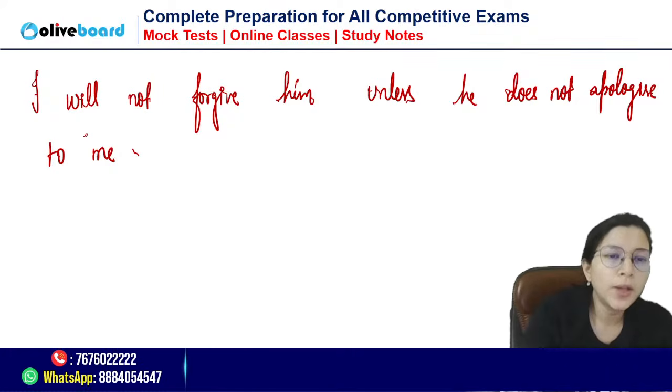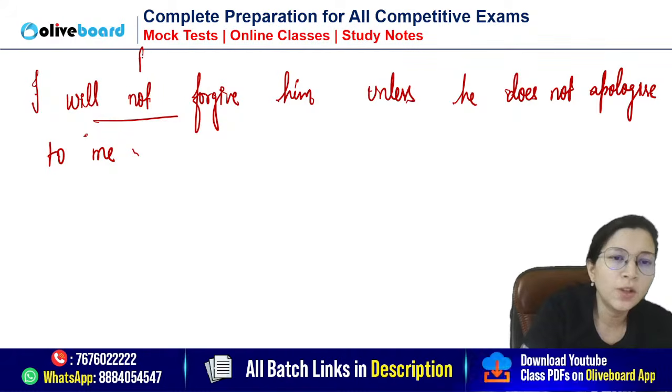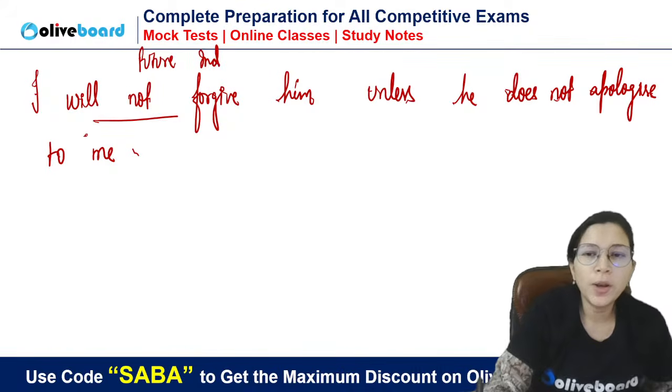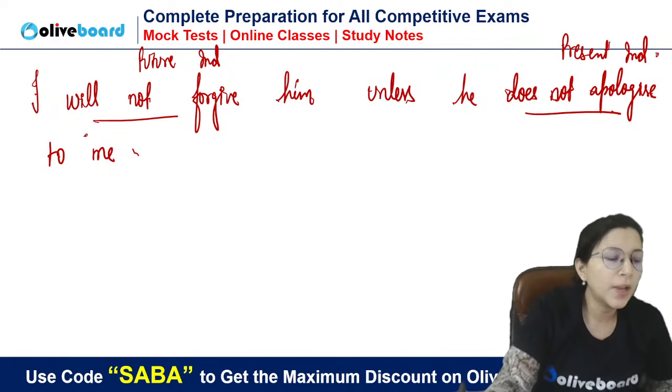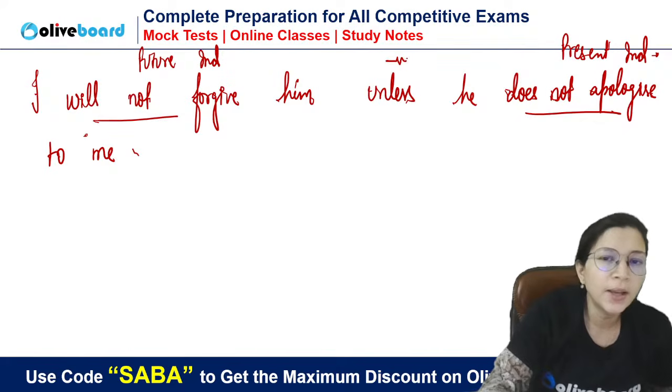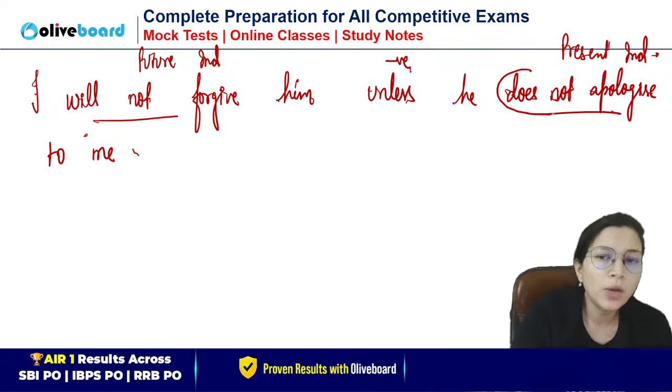See, if I talk about the tense, it is principal clause. Principal clause is in future indefinite tense, which is absolutely right. This is subordinate clause. It is in present indefinite tense. This is also right. So simple here, it is not of tense. You know that unless carries negative sense. So we have to keep all the rules in mind.